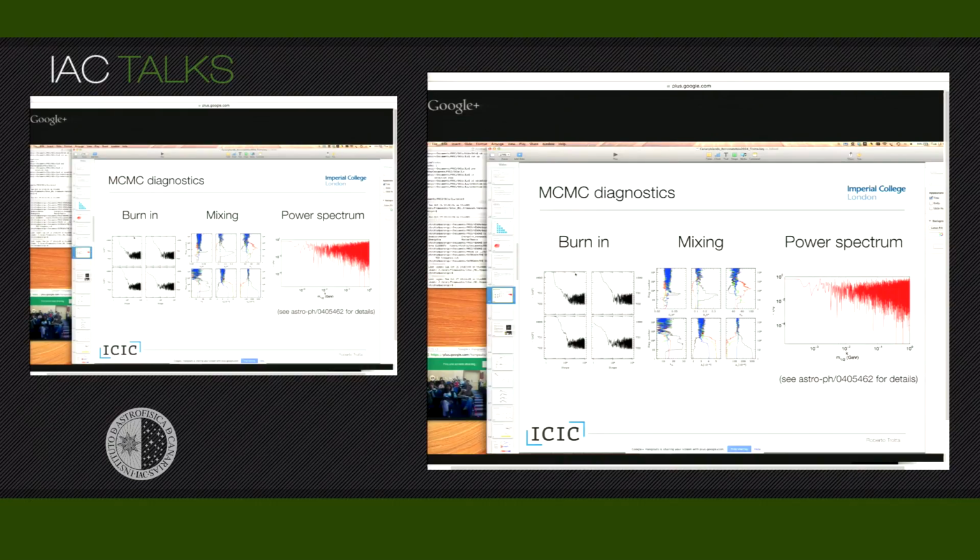So what you want to do is plot this quantity as a function of time and then chop off the first bit, the bit where it's not sampling from the target distribution yet, which I've chosen to be this red line in this case.